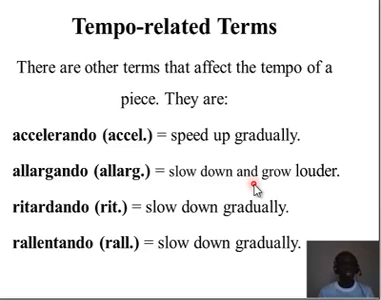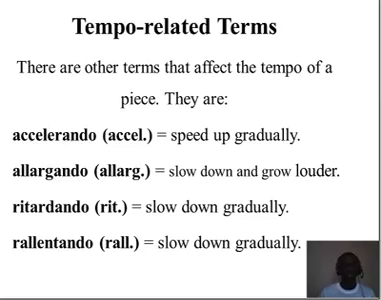All these tempo related terms help to put a sweet flavor to a song, to a musical piece. We also have ritardando, which means slow down gradually. Many times when you see ritardando, they write it as RIT, which means you slow down gradually.